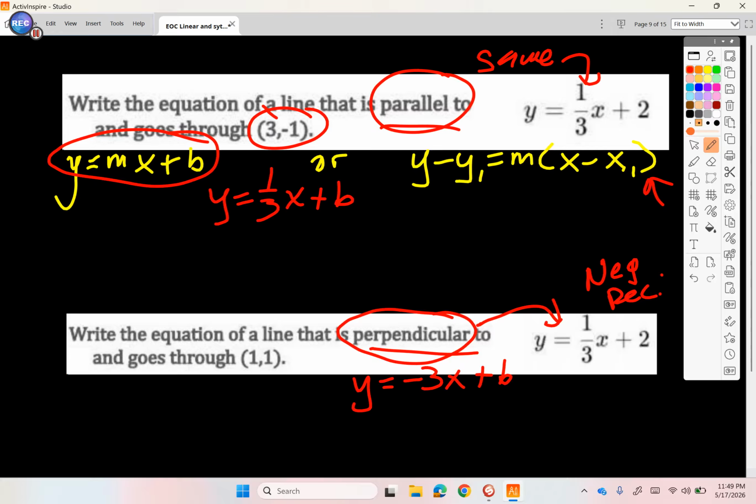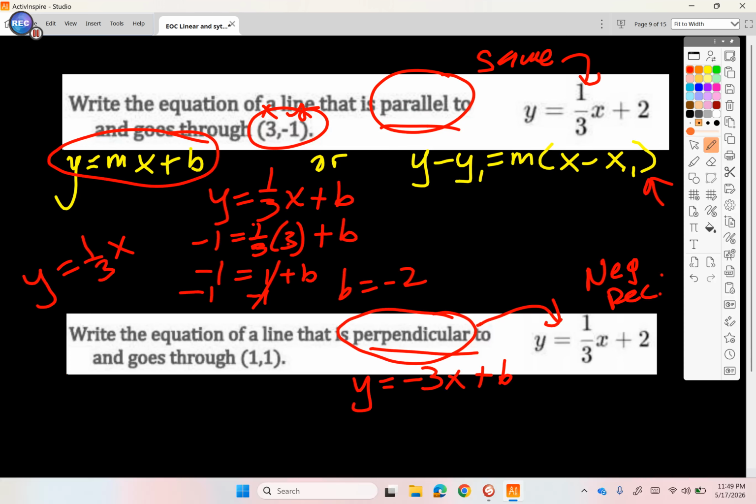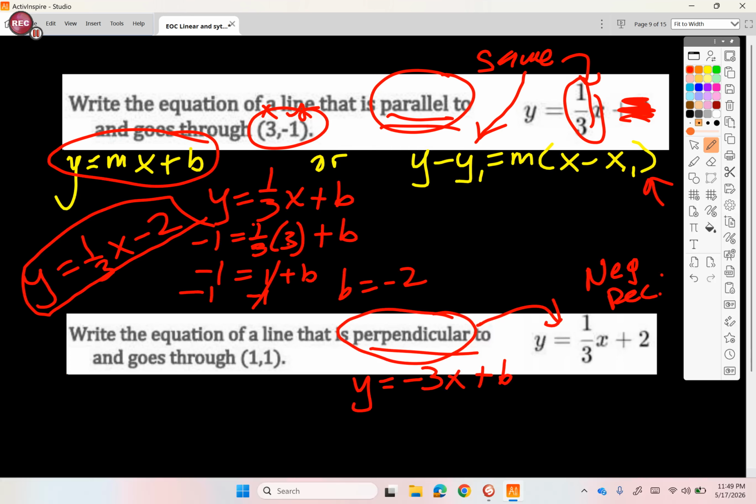So here you just plug in your x and your y where you see x and y, and you solve. So 3 times 1/3 gives you 1. To get b by itself, we need to get rid of this one, so minus 1 on both sides, and it gives you b equals negative 2. Now we have our final equation. Y equals 1 over 3x minus 2. So notice we didn't use the original y-intercept for anything. We don't care about that. We just grab the slope and either keep it the same if you see parallel, or flip it and change the sign if you see perpendicular.